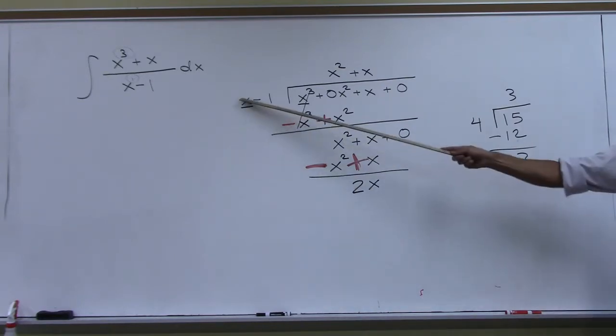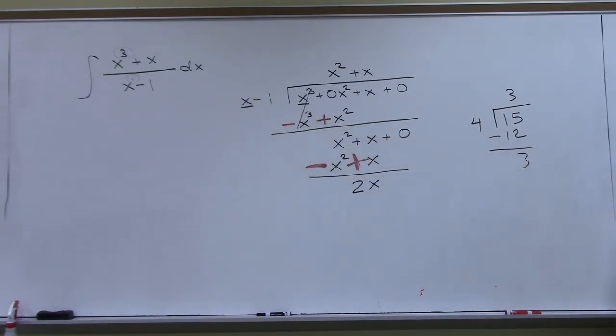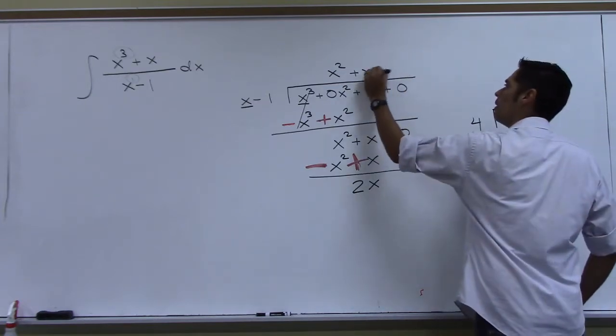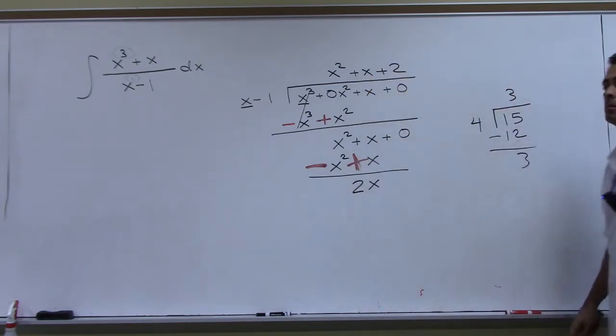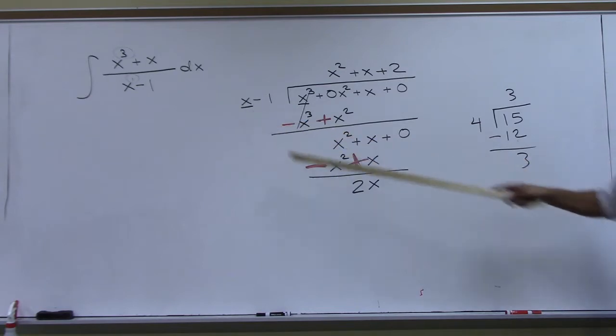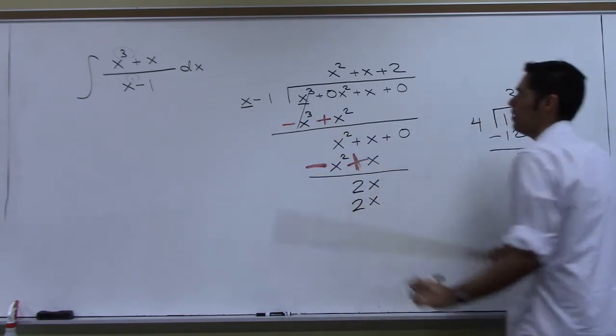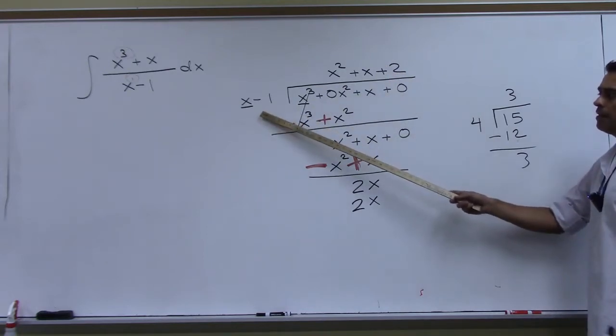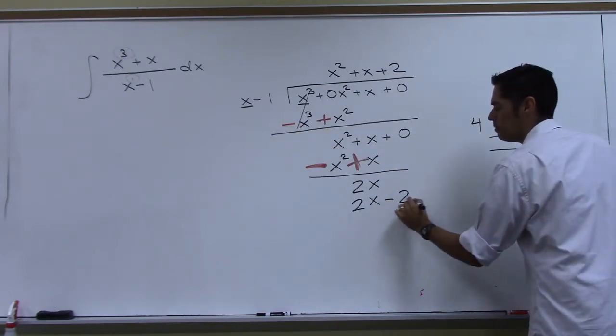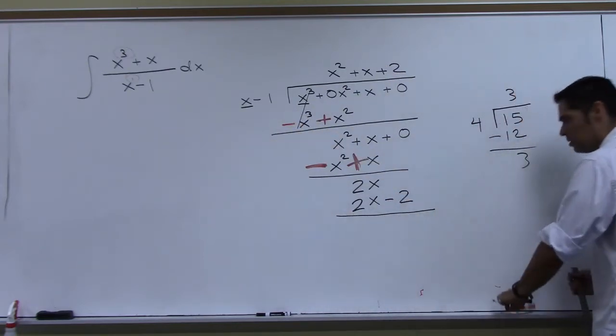Can you turn x into 2x? Multiply by 2. And now it'll become 2x. So I go 2 times x, that's 2x. And then 2 times negative 1 is negative 2. Come through and change signs.